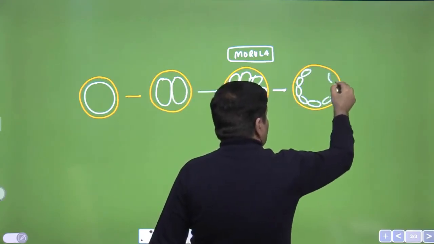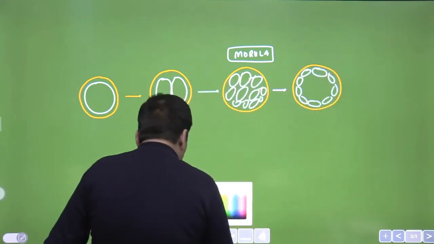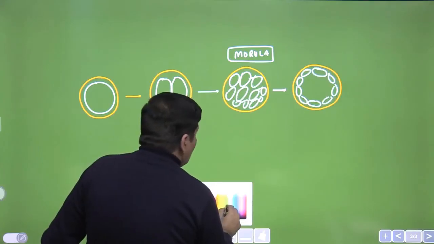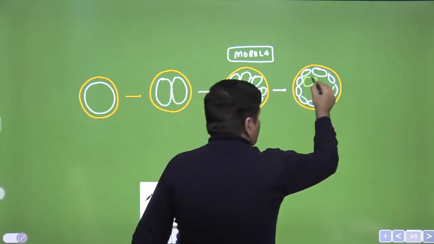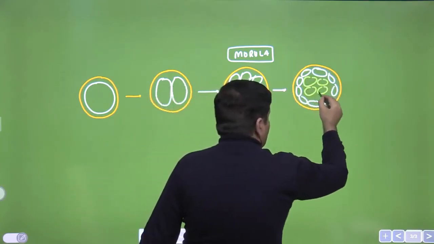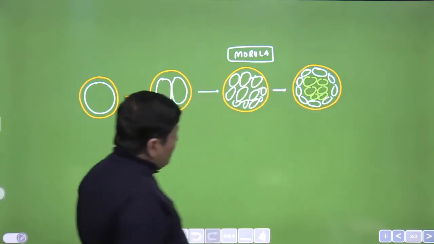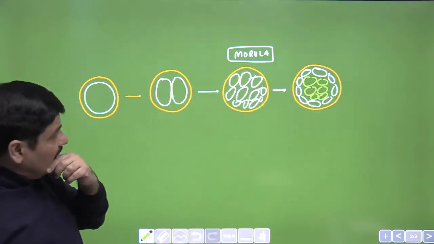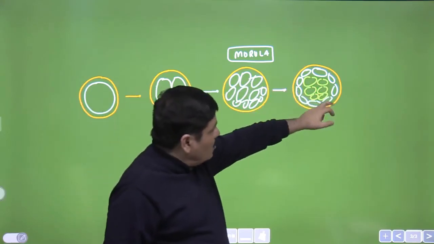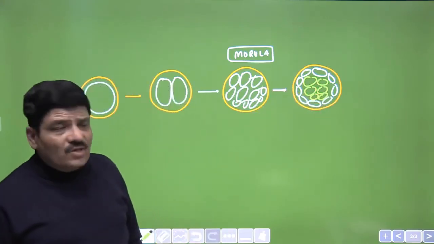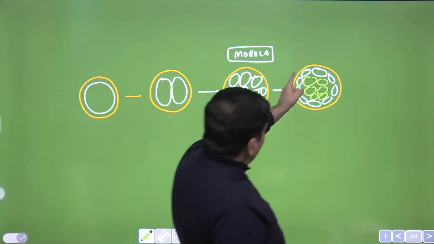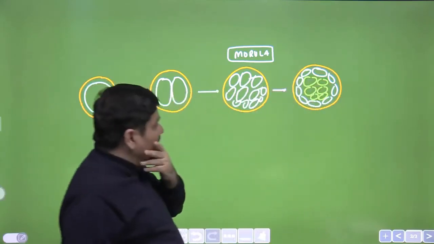They are also called the trophoblast cells, and the other would be called an inner cell mass. The cells which are in green are called the inner cell mass. The light blue ones are called the trophoblast cells or the outer cell mass, and the structure is still surrounded by the zona pellucida.